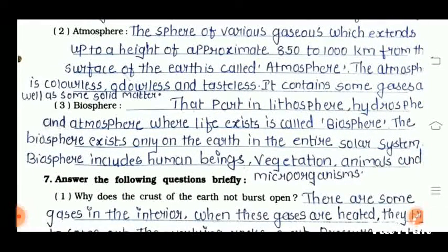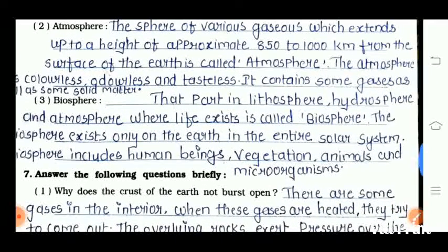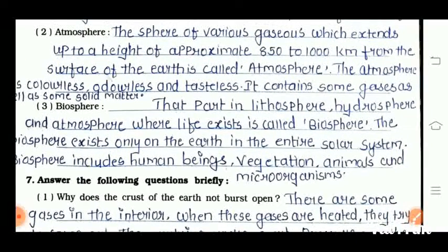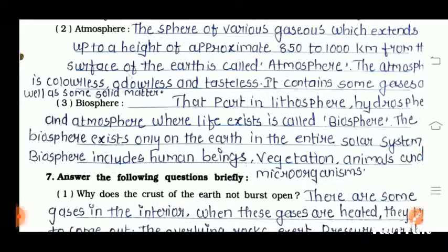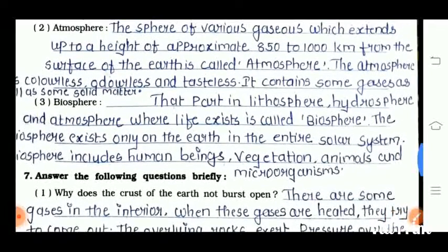The third one is biosphere. That part in lithosphere, hydrosphere and atmosphere where life exists is called biosphere. The biosphere exists only on the earth in the entire solar system. Biosphere includes human beings, vegetation, animals and microorganisms.